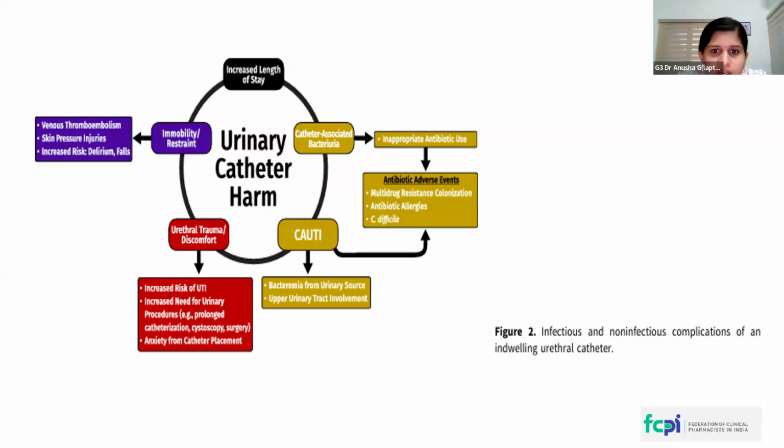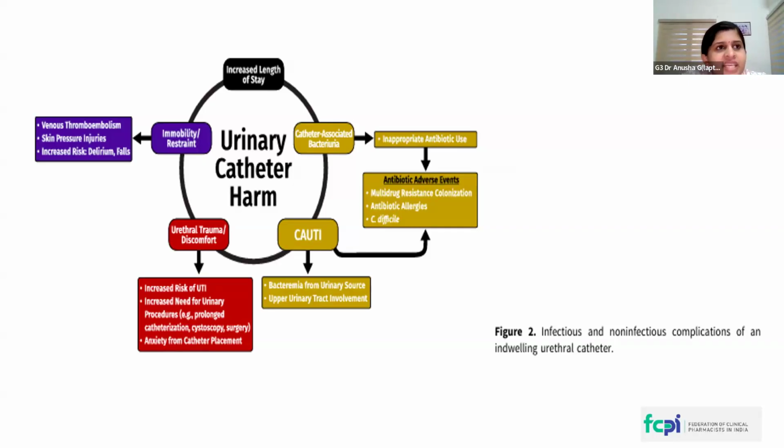Now, what happens when the patient has a urinary catheter is, usually it causes catheter-associated bacteriuria if kept for a very prolonged time. And once the person has CAUTI, the bacteria can seed into the blood and cause bacteremia. And it can also ascend up and affect the upper urinary tract. So the kidneys can also get affected.